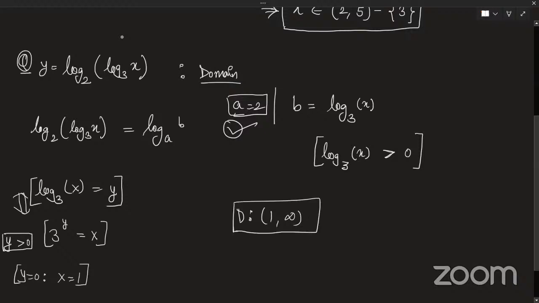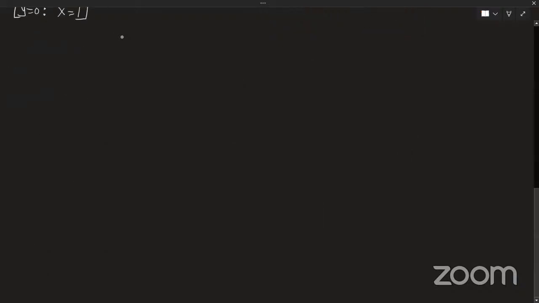See, at y is equal to 0, x is 1. If y is increasing, x is also increasing. So I'm telling you that y has to be greater than 0. So at 0 it is 1. So if it is greater than 0, it has to be greater than 1. Got it? Yes, sir. Okay, so just do this next problem.